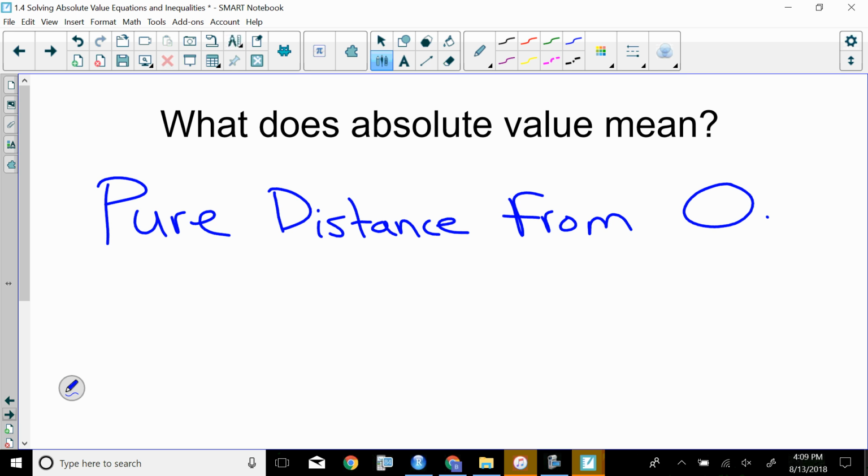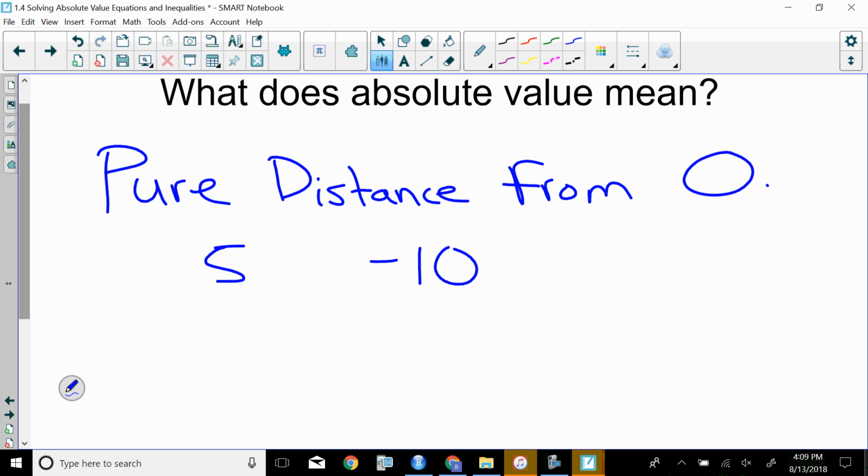Think about numbers like 5 and -10. With 5, you think about 5 steps going forward. And you would think about -10 as 10 steps going back. The big thing here is this is 5 steps from where you started, and this is 10 steps from where you started. When we're talking about absolute value, that's the bars like this. It's asking the distance from 0. How far is 5 away from 0?